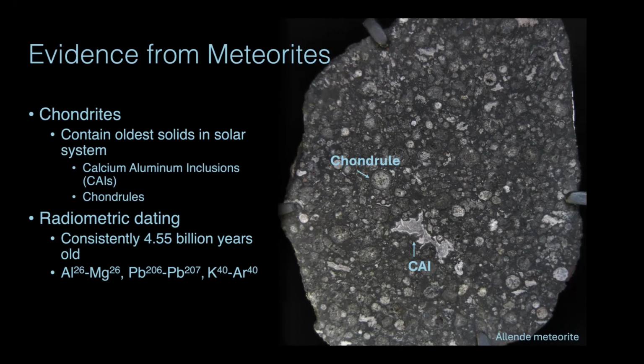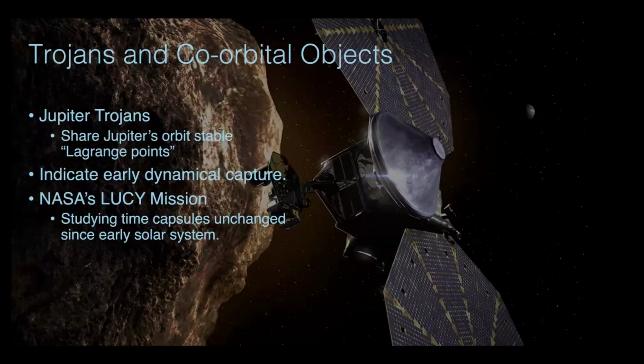When we radiometrically date these things, we look at the fraction of, for example, aluminum 26 to magnesium 26, or potassium 40 to argon 40. We can very accurately determine the date at which they became [solid, and how] old these carbonaceous chondrites are.